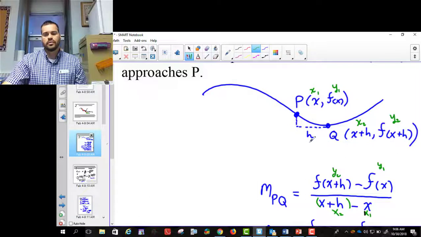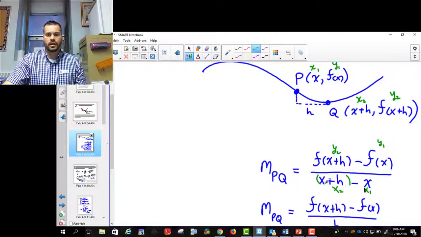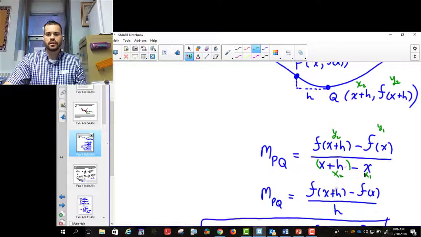So what I'm going to do, you'll notice, is on the bottom, x minus x will simplify. I can't do anything to the top. It just stays like that. But this x is canceled on the bottom, so I just end up with this. All right, that is the slope of my secant line PQ.